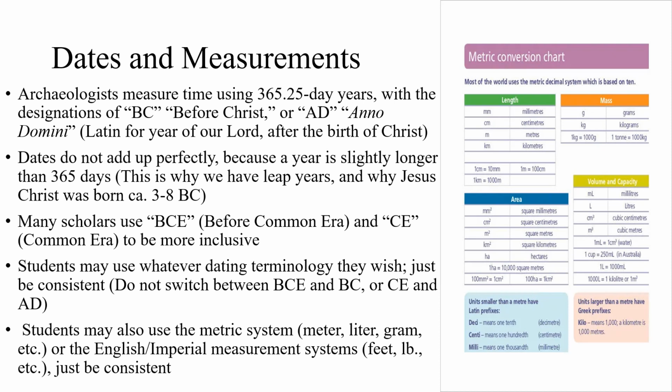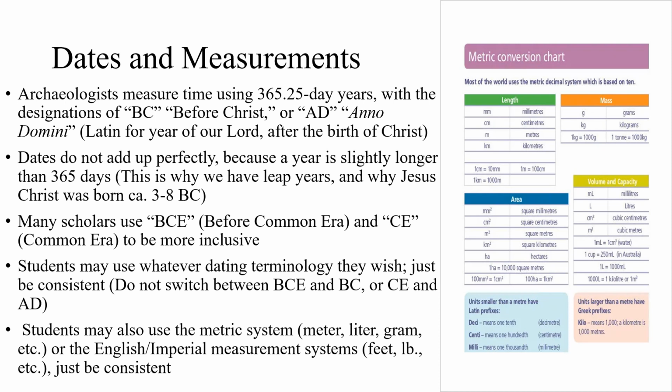Before we move on to our final section of this video, ethics in archaeology, I want to talk about dates and measurements because this is an important part of standardization and using terminology that archaeologists and scholars around the world will understand. Generally speaking, archaeologists measure time using the 365.25 day year, using the designations BC, before Christ, and AD, Anno Domini, Latin for Year of Our Lord, or after the birth of Christ, to date things in time.